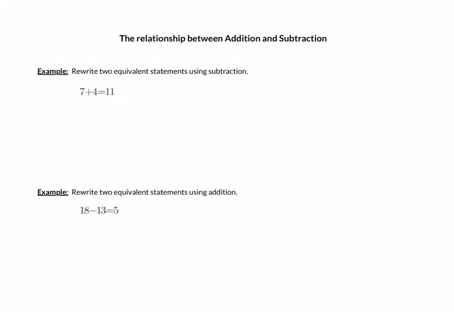If we look at the first example, we want to rewrite two equivalent statements using subtraction. So how can I rearrange these numbers into a subtraction problem using the same ones? The first way that I can do this is I can say 11 minus 7 equals 4, or I can also say 11 minus 4 equals 7.